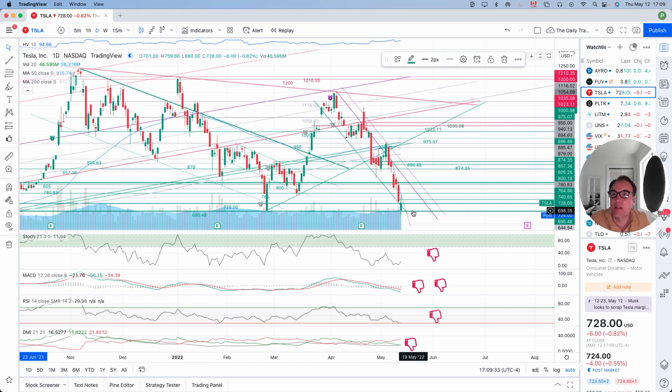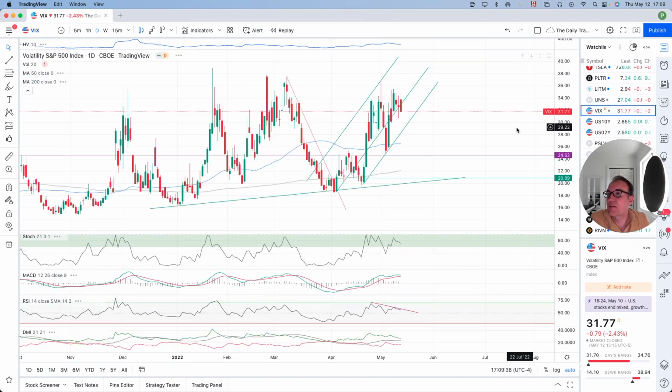So this is what I want to look at. Let's look at the VIX a little bit. VIX is an indicator that tells us about the volatility in the S&P 500. The more volatility we have in the S&P 500, the more fear there is in the market, and stocks tend to go down. So the higher the VIX goes, the lower the stocks go.